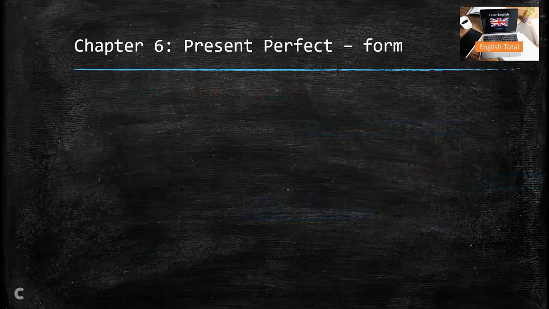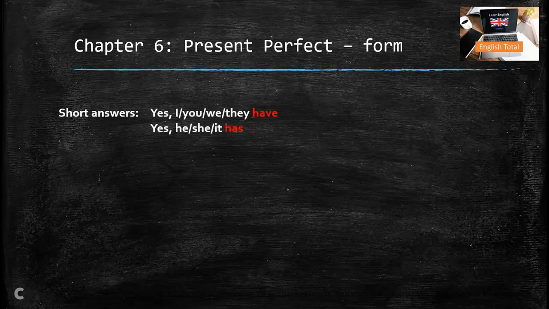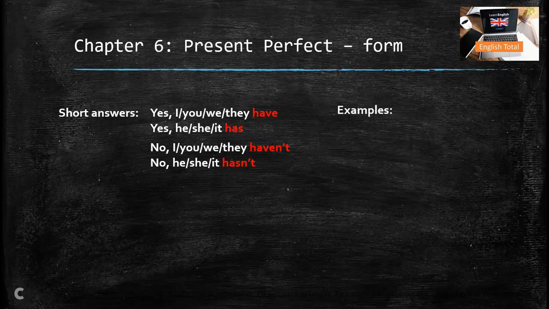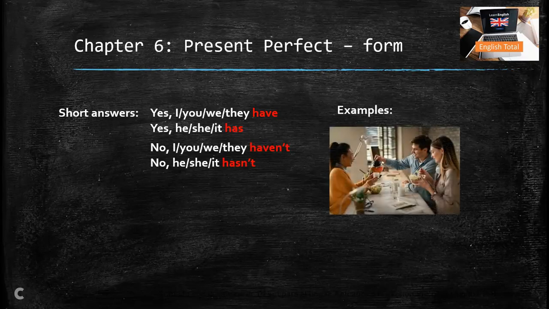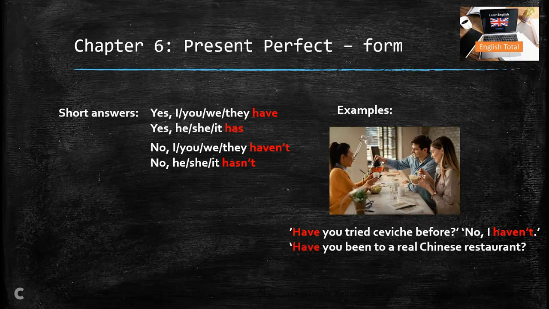Okay, now we're ready to look at short answers. This is the structure for positive short answers. And here is the structure for negative short answers, just slightly different. Look at these examples. Have you tried ceviche before? No, I haven't. Have you been to a real Chinese restaurant? Yes, we have. Many times, actually.